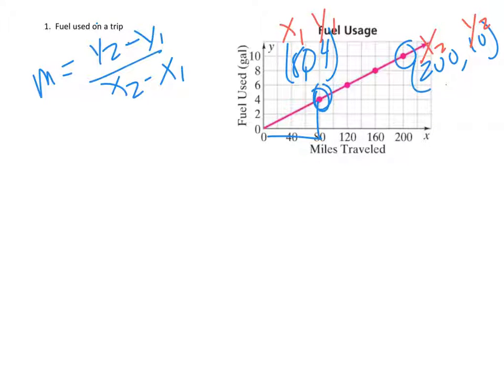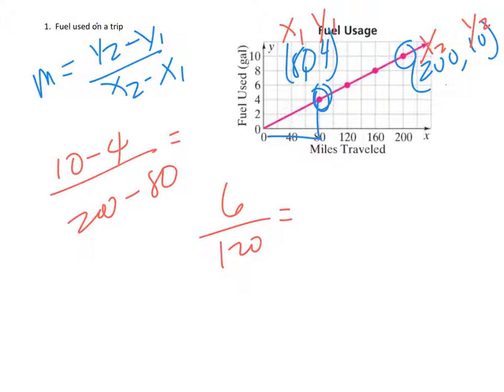So, let's plug in our numbers. We've got 10 minus 4. Again, if you're confused on that, y2 is 10, y1 is 4, right there, okay? Over 200 minus 80. And if you need to pause, go ahead and do so, you can do the math there. So you're going to get 6 over 120, which reduces to 1 over 20.